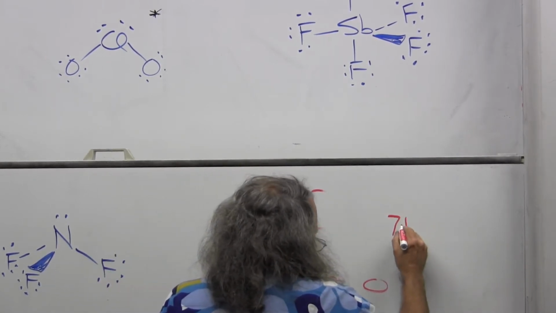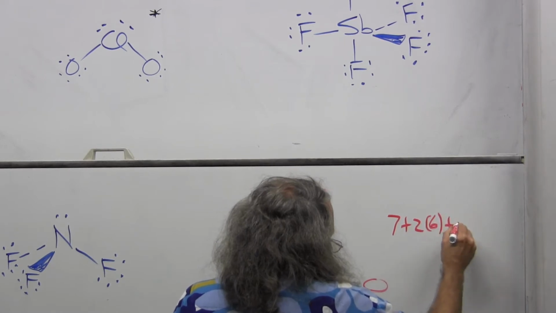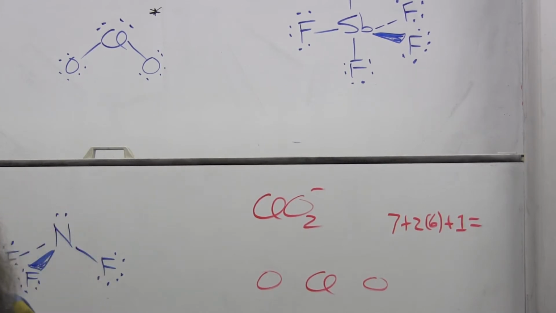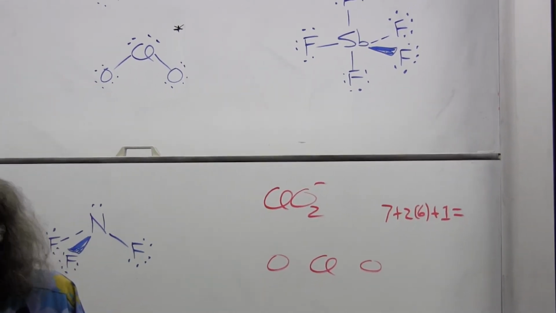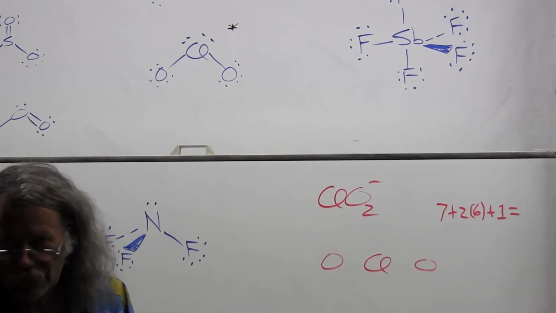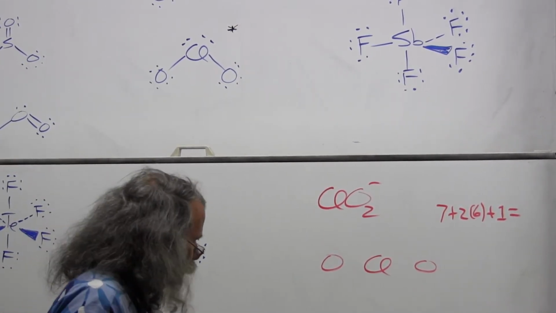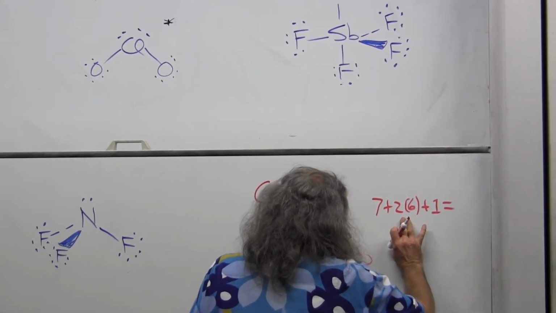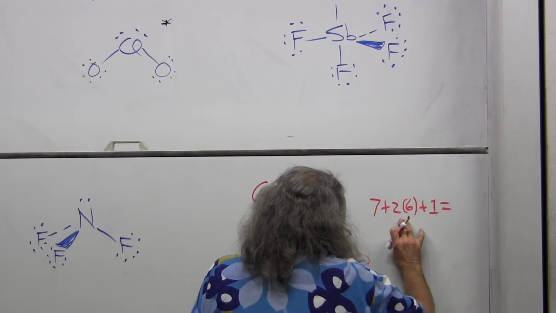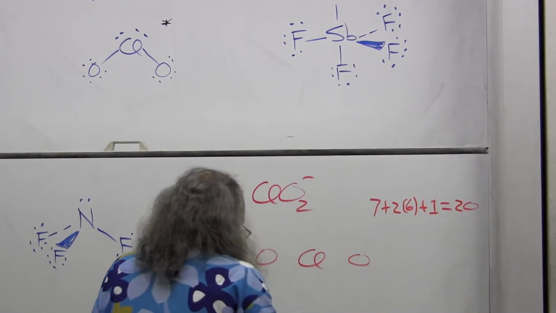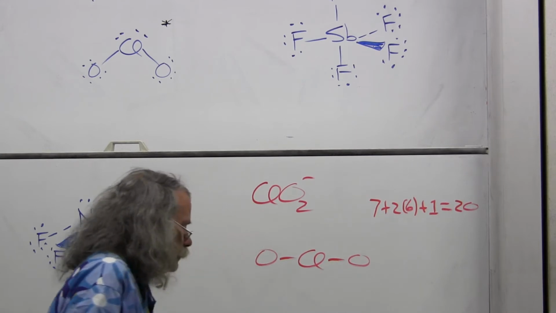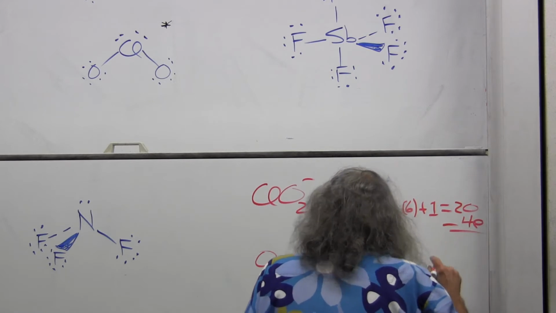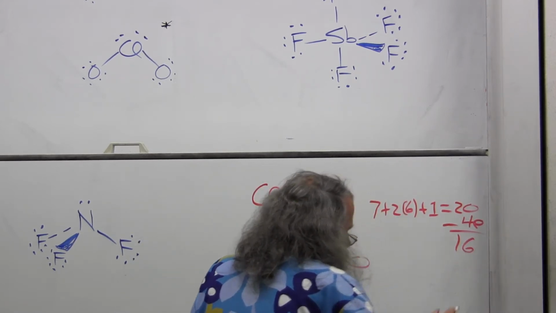I have 7 plus 2 times 6 plus 1 again for the negative charge. In the event that you had a cation, you would subtract an electron. That's the only difference. That's how we accommodate that change. And now this is 2 times 6 is 12 plus 8 is 20 electrons. I draw a line connecting the central atom to the outer atoms. I deduct 4 electrons for each such bonding pair. I'm left with 16 electrons.